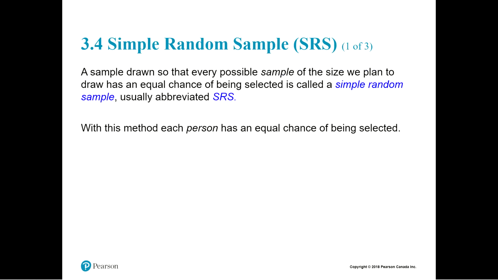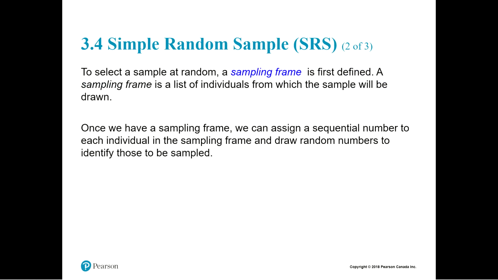Let's look at SRS, simple random sample. A sample drawn so that every possible sample of the size we plan to draw has an equal chance of being selected is called an SRS, a simple random sample. With this method, each person has an equal chance of being selected. To select a sample at random, a sampling frame first has to be defined. A sampling frame is a list of individuals from which the sample will be drawn. Once we have a sampling frame, we can assign a sequential number to each individual in it and draw random numbers to identify those to be sampled.